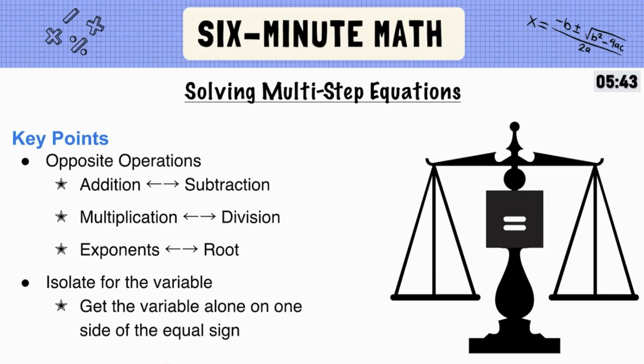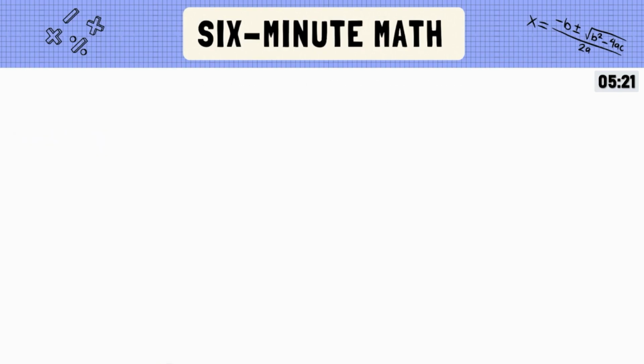If I do an opposite operation of addition on the left, I need to maintain balance by doing the same addition on the right side. Likewise, if I were to multiply on the left side, I need to maintain that equality by multiplying by the same amount on the right side. So let's look at some examples.